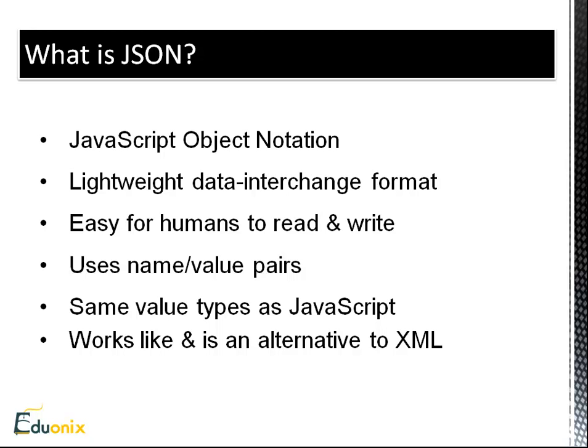It's easy for humans to read and write, as long as it's formatted correctly. If you have a huge JSON file that's compressed and not spaced out and formatted, obviously that is hard for humans to read, but generally the syntax is pretty easy. It uses name-value pairs, much like an associative array or a hash. It has the same value types as JavaScript, and it works like and is an alternative to XML.